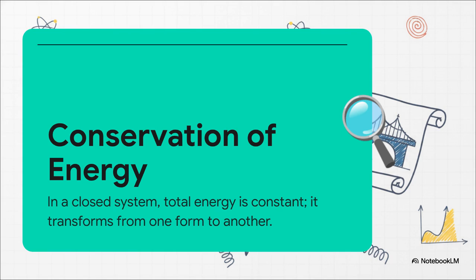Now remember, this entire process is governed by the law of conservation of energy. In a closed system, total energy is constant. It just transforms from one form to another. It doesn't just magically disappear. The mechanical energy at the very top of the hill dictates exactly how much work the brakes must perform.